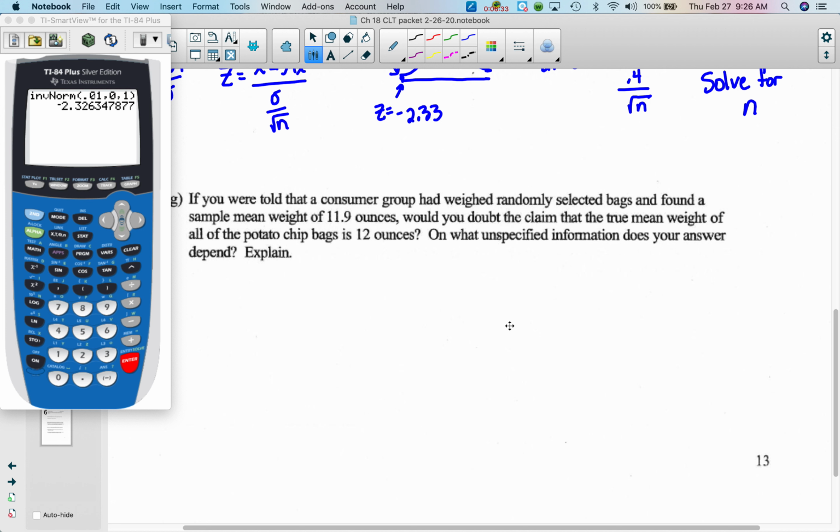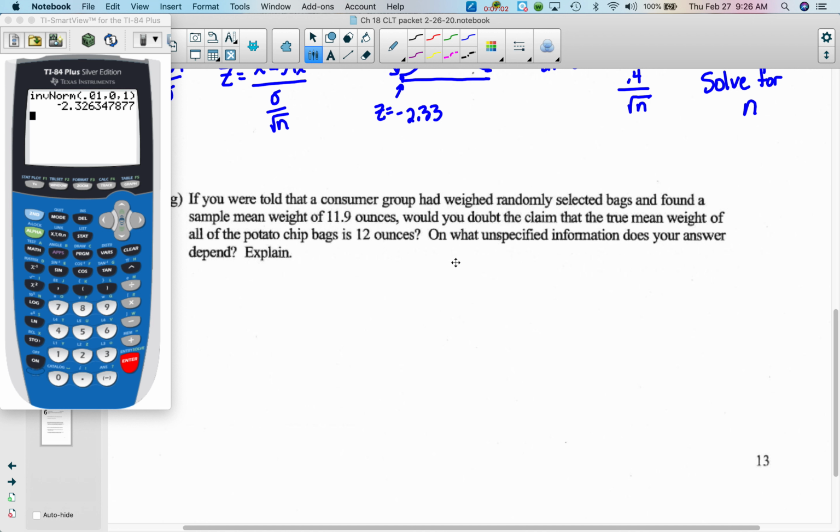In this next part, if you were told that a consumer group had weighed randomly selected bags and found a sample mean weight of 11.9 ounces, would you doubt the claim that the true mean weight of all the potato chip bags is 12 ounces? Look over your past work dealing with this problem, and then the question: on what unspecified information does your answer depend?